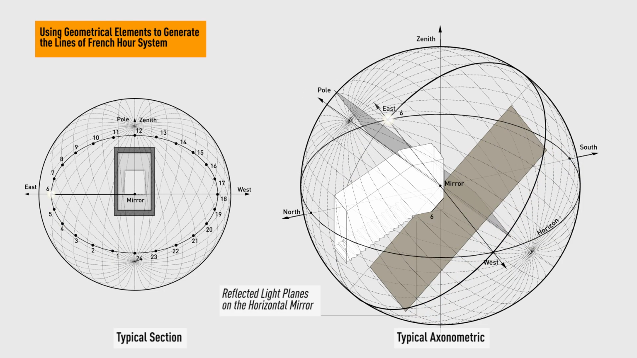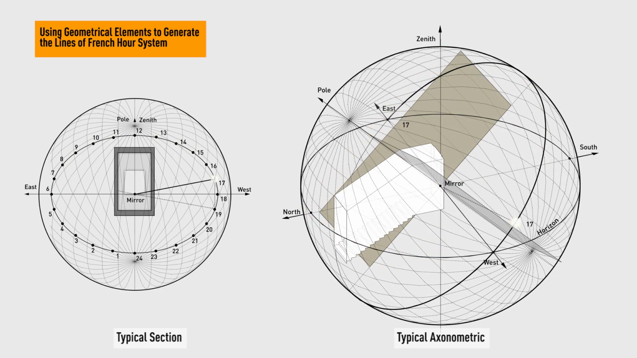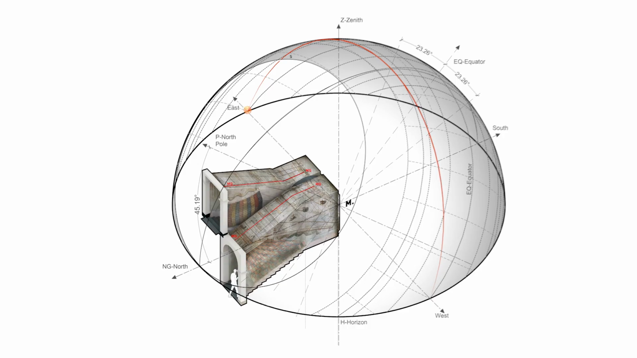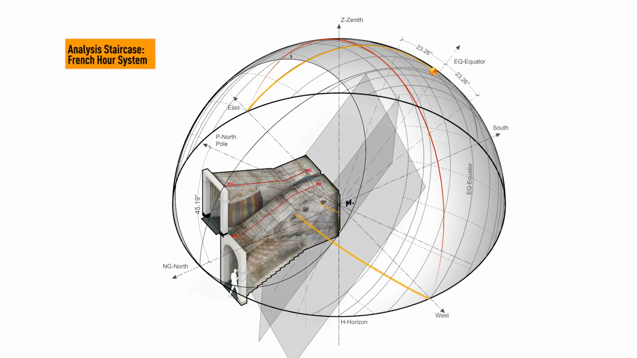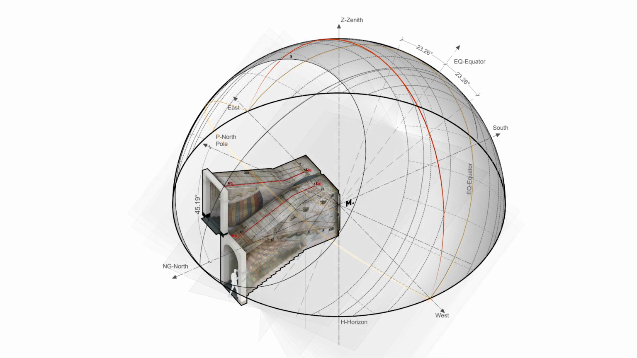French hour lines form through the intersection of the celestial sphere and planes of light. These light planes are then rotated around the North Pole in multiples of 15 degrees, starting from the meridian plane that represents 12 o'clock. The astronomical hour lines, also known as French hours, are established through the intersection between the interior surfaces and the planes of light.